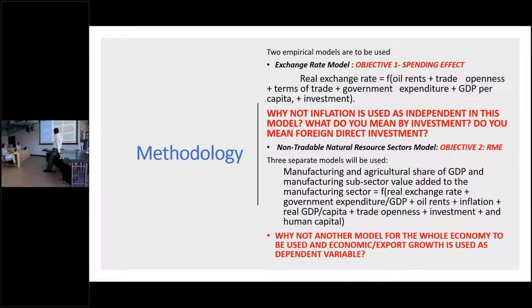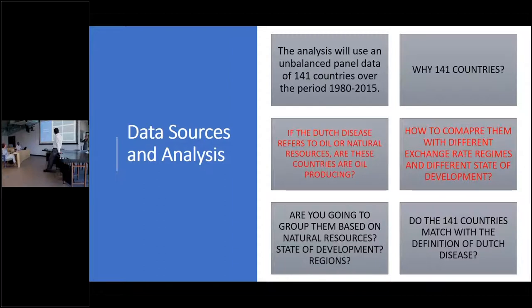This is my question about your countries, because the sample is 141 countries. However, Dutch disease is about oil-rich countries, and these 141 are not all rich in oil. So how do you compare oil-rich countries with non-oil-rich countries? They don't have Dutch disease if they are not oil-rich countries. But you said they have different institutional characteristics or something like that. So my comments are about the countries, about how to compare the 141, how to group them, and based on what. You answered this already in your presentation. That's it for me.